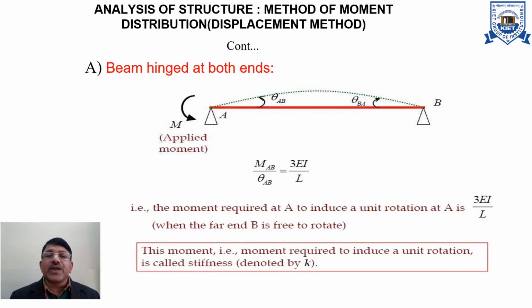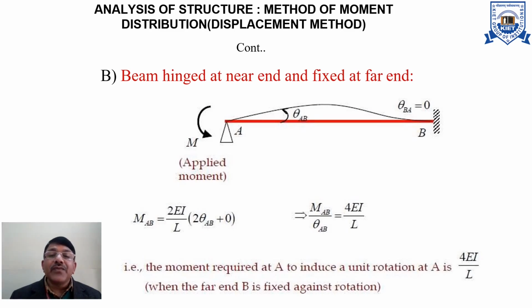Let us consider the first case. When both the ends are hinged, then the moment applied here at A to have a rotation at A, theta AB equal to 1, would be equal to how much? It would be equal to 3EI upon L. So this is the stiffness at A for the beam AB under consideration. This answer can be obtained by drawing the analogous conjugate beam and solving further, which we have already discussed in the case of the method of slope deflection.